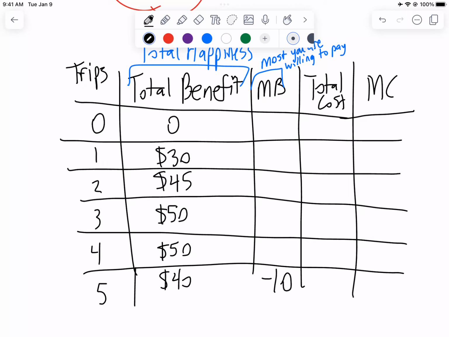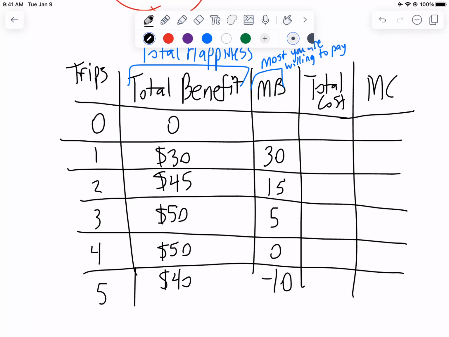So when it comes to marginal benefit, I laid out the numbers for you as the idea of how much benefit you're getting per trip. The first trip to the buffet, you get $30 benefit, then 15 because you're going from 30 to 45. 45 to 50 is 5. 50 to 50 is 0. So marginal is just looking at the change.